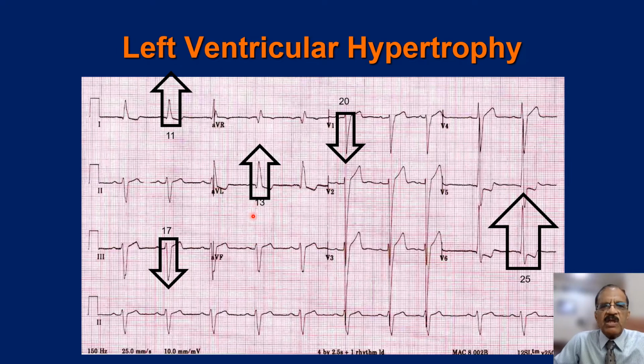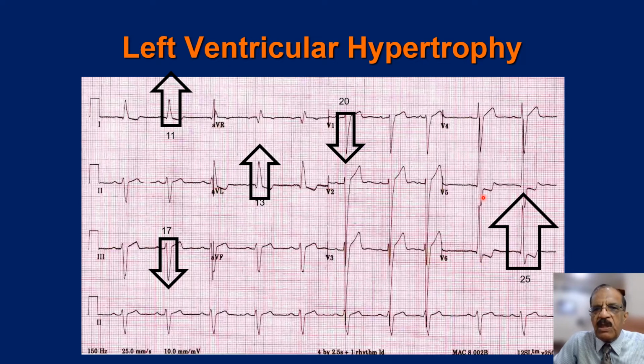And third, there is a single criteria, AVL. AVL is left ventricular lead. So if the QRS complex is taller than a certain height, then that will also fulfill the criteria. Plus, there may be additional changes in the form of ST depression.